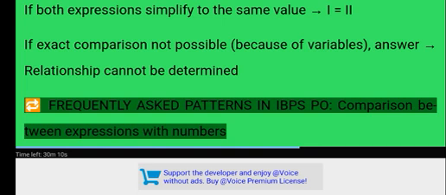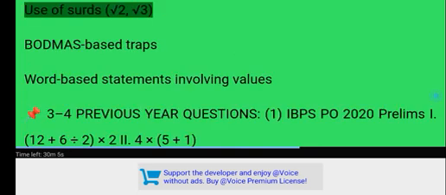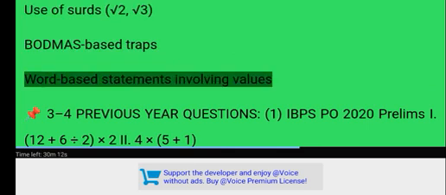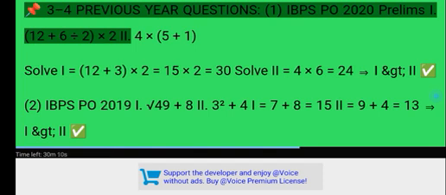Repeated but infrequently asked patterns in IBPS PO: comparison between expressions with numbers, use of surds like square root 2 and square root 3, BODMAS based traps, and word-based statements involving values. Now 3 to 4 previous year questions.